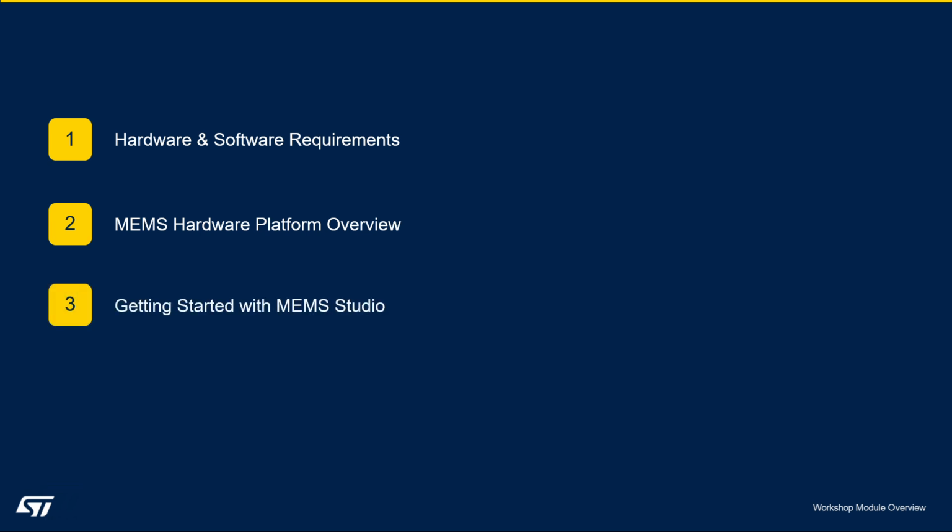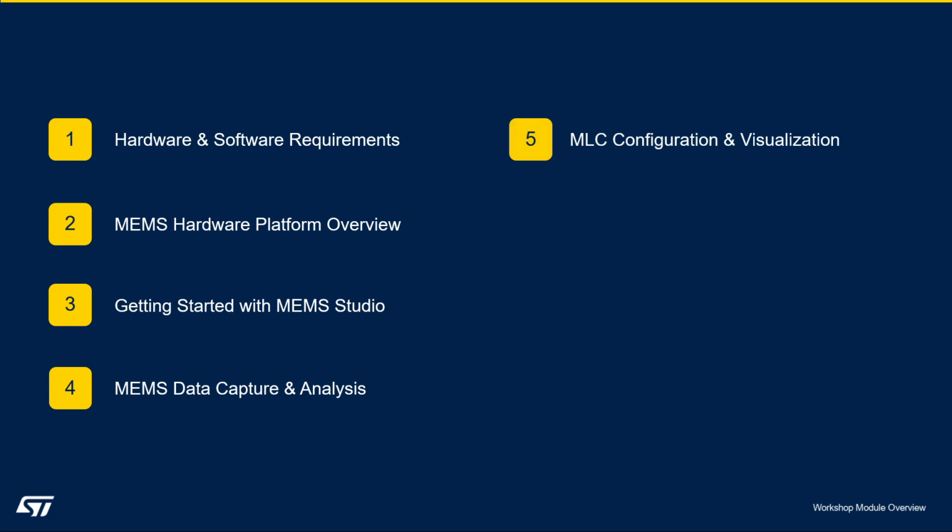In Module 3, we will provide an overview of MEMS Studio, set up the hardware, and go over some basic data visualization features. Module 4 will utilize the data capture capabilities of MEMS Studio to gather and then analyze various MEMS sensor motion states. MEMS Studio has integrated machine learning models and powerful automated filter and feature selection to help simplify the MLC creation process. We will show this process in Module 5.